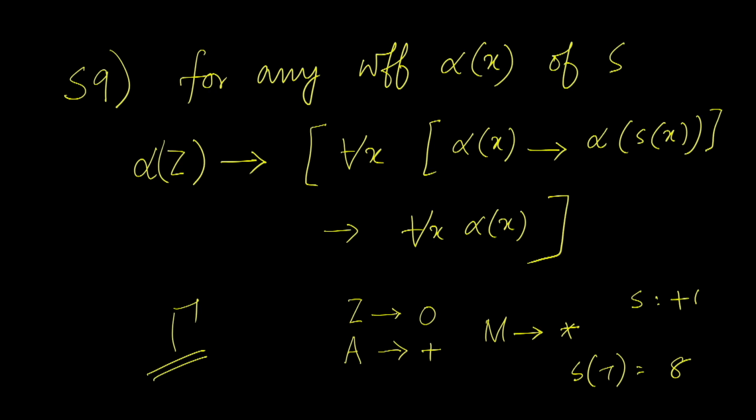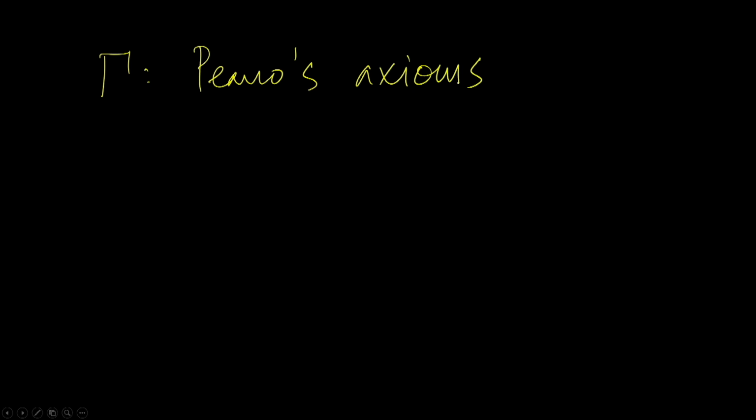So, all these axioms put together form our set gamma. So, gamma is called Peano's axioms, and forms the basis for the theory of natural numbers.